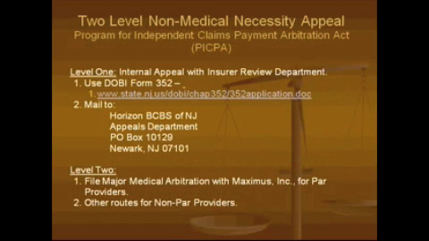And then basically, if you get denied at that level, which you most likely will because, again, Horizon is the one who's processing this appeal, and they're most likely going to rubber stamp the denial, you have the right at level 2 to file a major medical arbitration with, it's called Maximus. That's just the name of the company which administers this arbitration process. And the key thing to understand here is if you're participating with Horizon, most participating contracts require you to go to Maximus. You don't have a choice.